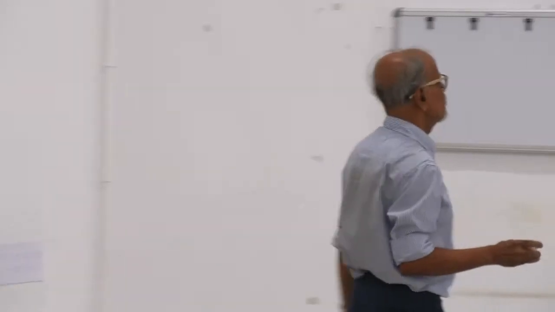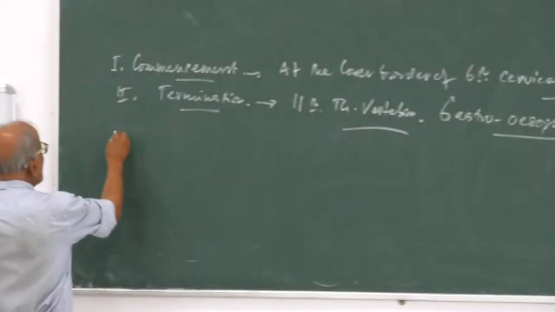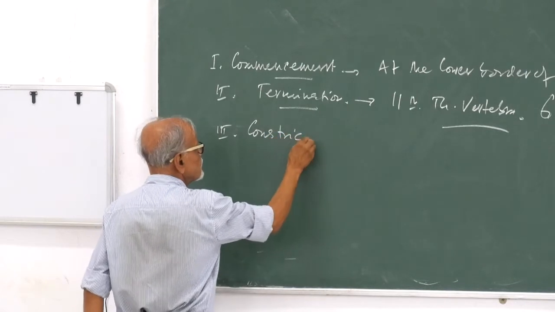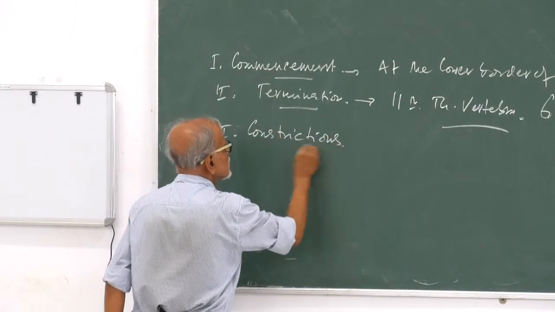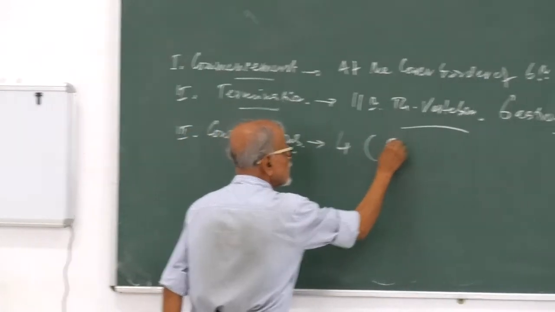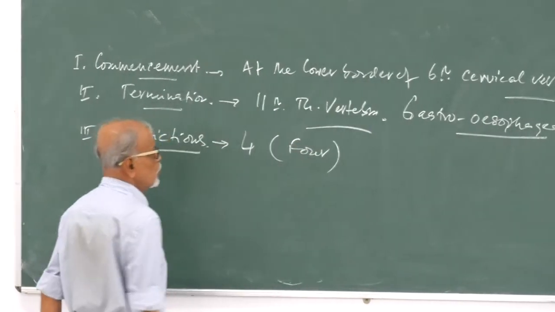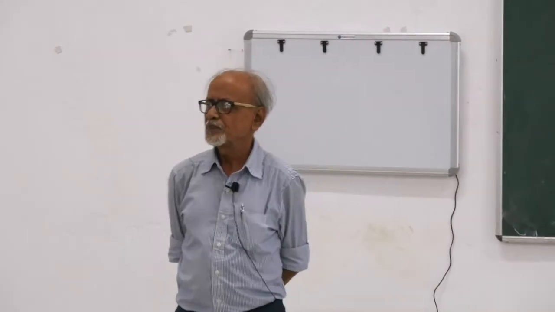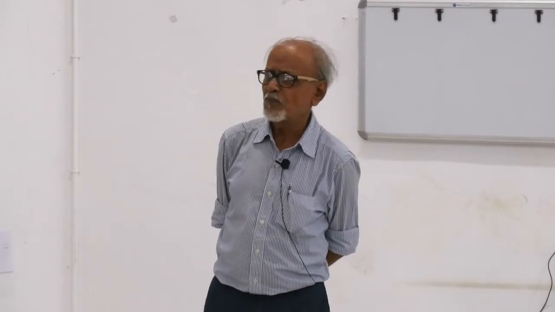তাহলে constrictions of esophagus is very important. কেন ইম্পর্টেন্ট আমি বলবো এক্ষুনি। 4 constrictions we will find along the length of the esophagus. The first constriction will be at the pharyngo-esophageal junction, ঠিক আছে?